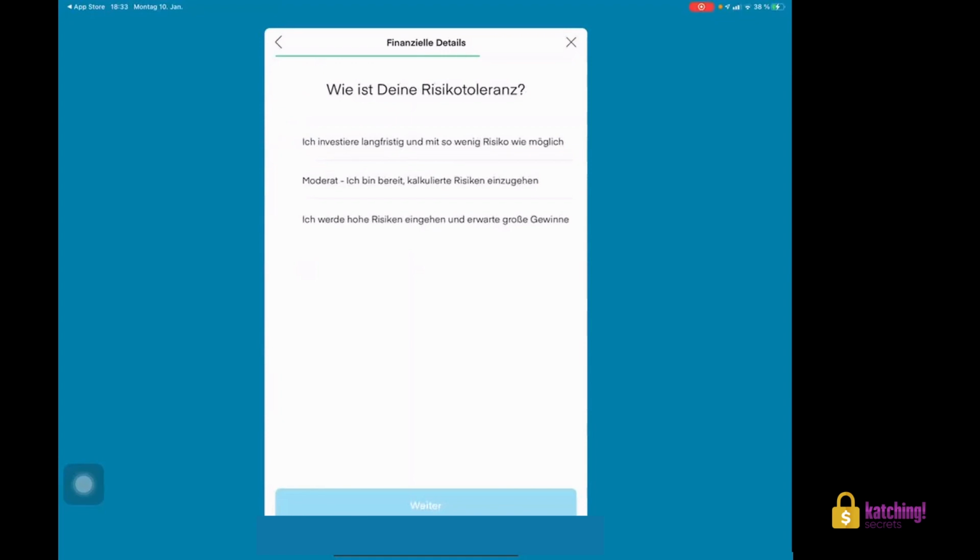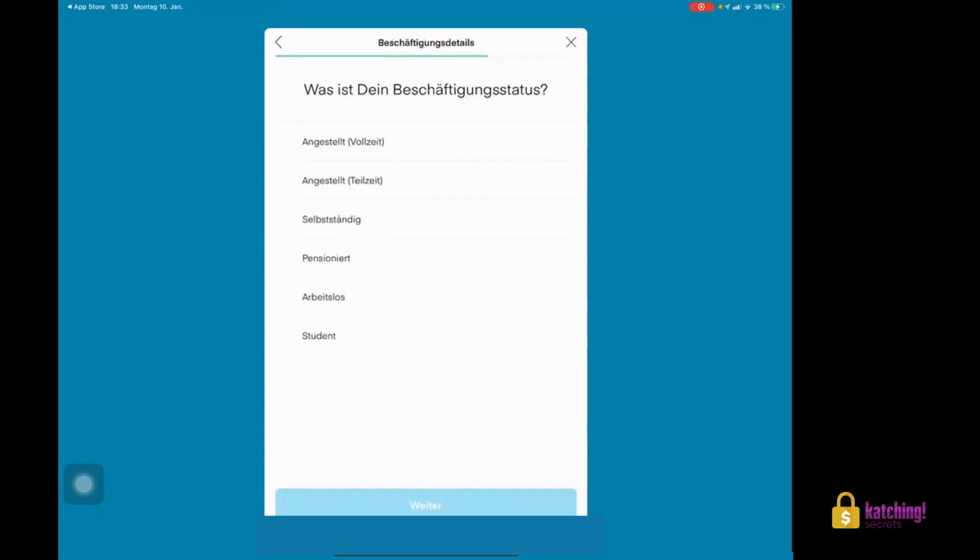We're coming to the end. So how is your risk tolerance? Just choose here moderate, or you choose I'm long-term oriented, for example, with as low risk as possible. So whatever you choose, if you're choosing I will take high risk investments and so on, it could be that they are declining you access.